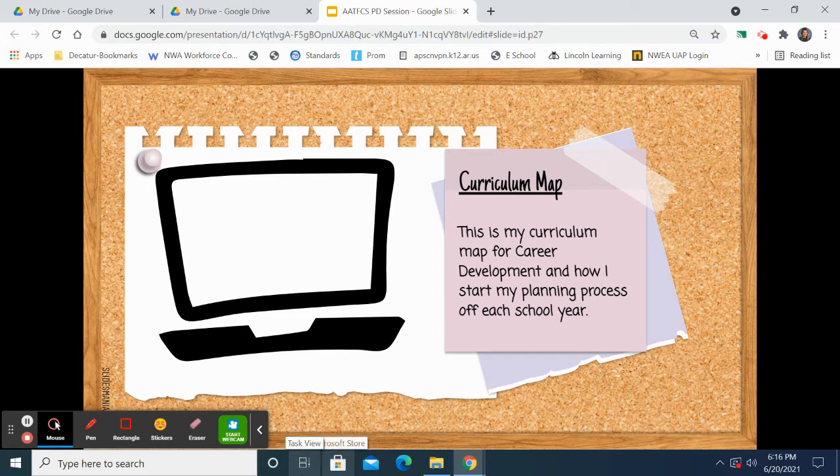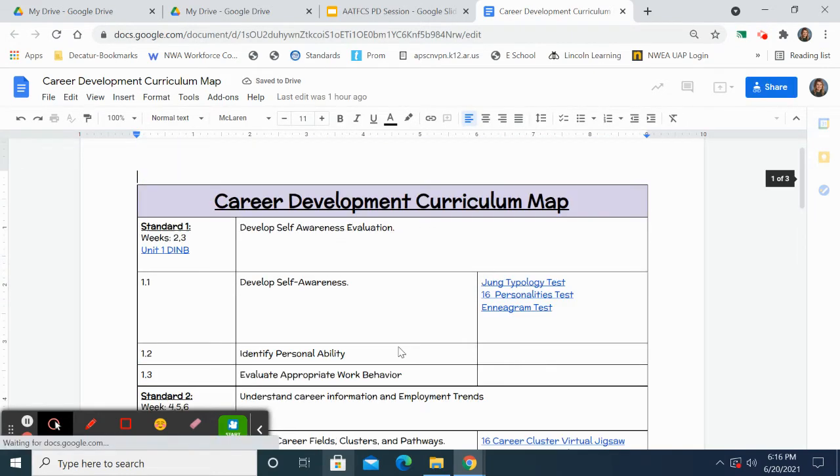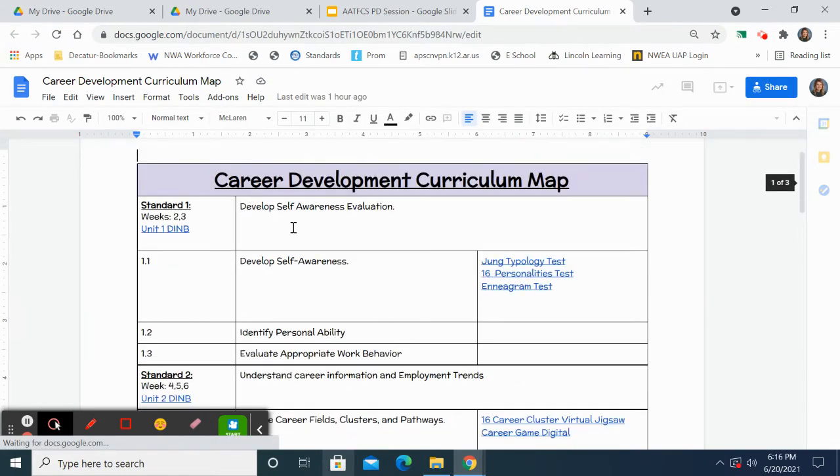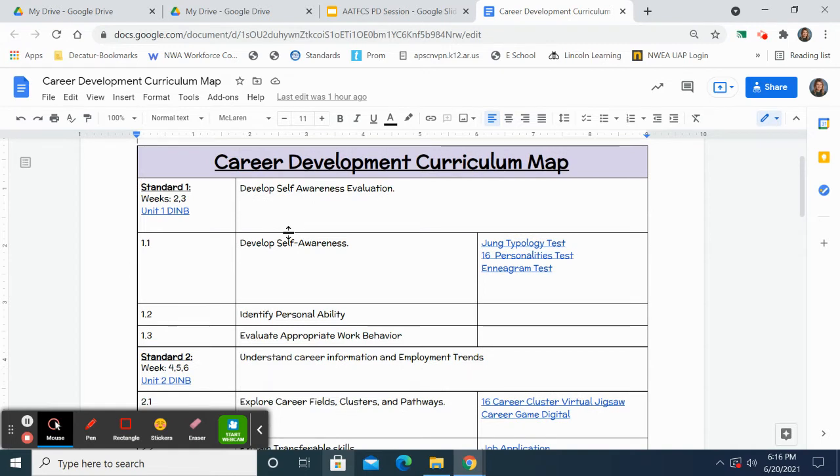Aside from setting my classroom up for success, what else I do as a teacher is set up my curriculum map. This is my curriculum map, and I have every standard for career development listed. You can see I have the major heading here, which is Unit 1 or Standard 1, and it's develop self evaluation. Now, something else I do besides just listing out all the frameworks and making a list of what I might want to do in that unit, I actually put links within my curriculum map.